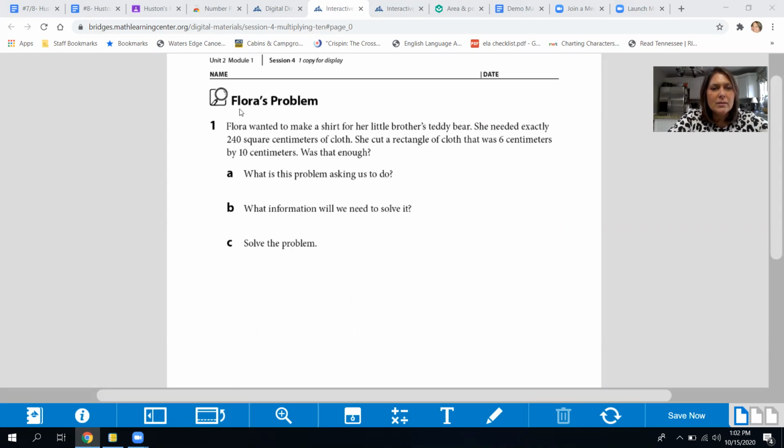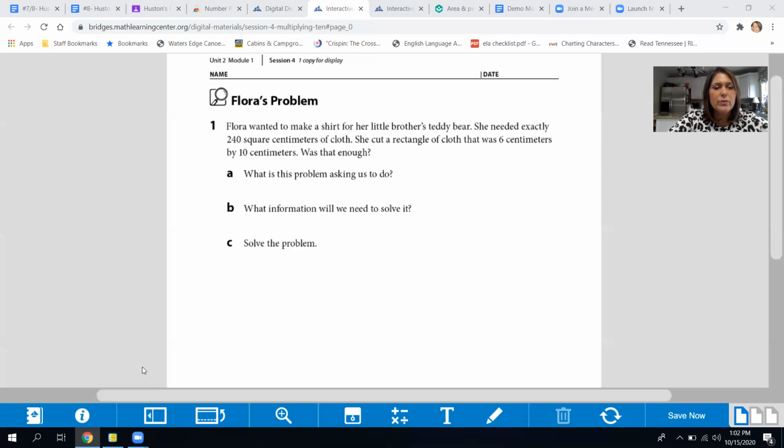And the problem is Flora's problem. So Flora wanted to make a shirt for her little brother's teddy bear. She needed exactly 240 square centimeters of cloth. She cut a rectangle of cloth that was 6 centimeters by 10 centimeters. Was that enough? Now, don't go shouting out the answer, okay? We're kind of starting basic.